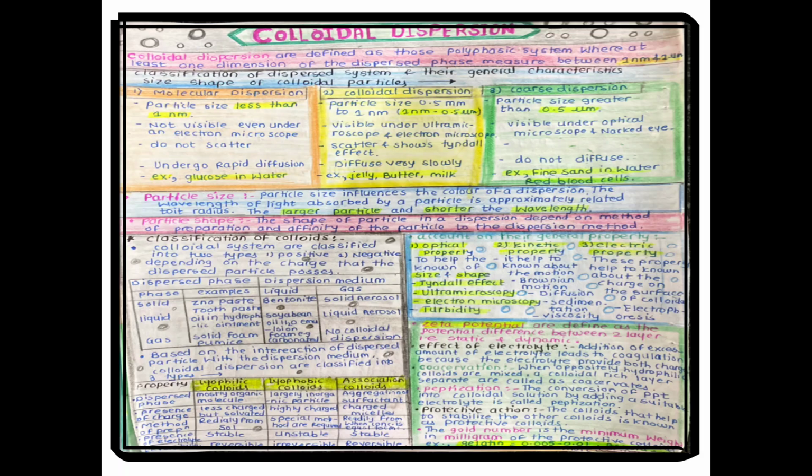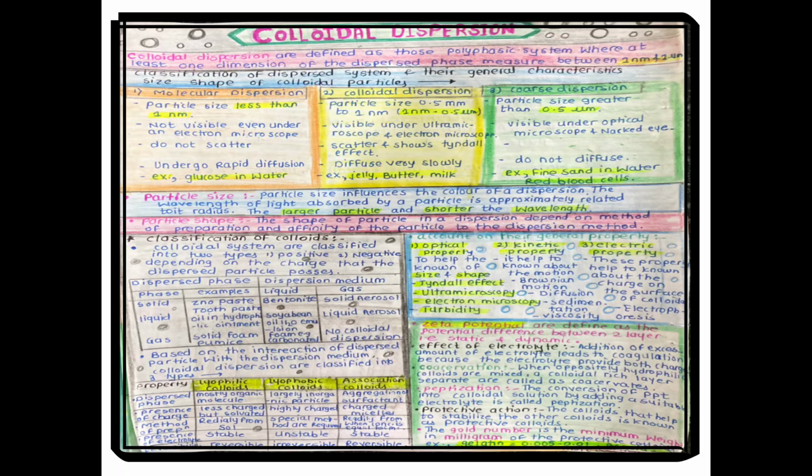Colloidal dispersions are polyphasic systems where at least one dimension of the dispersed phase measures between 1 nanometer and 1 micrometer. In molecular dispersion, particle size is less than 1 nanometer. An example of molecular dispersion is glucose in water. Colloidal dispersion examples are jelly, butter and milk. Coarse dispersion is like fine sand in water. For example, suspension and emulsion also come under coarse dispersion.